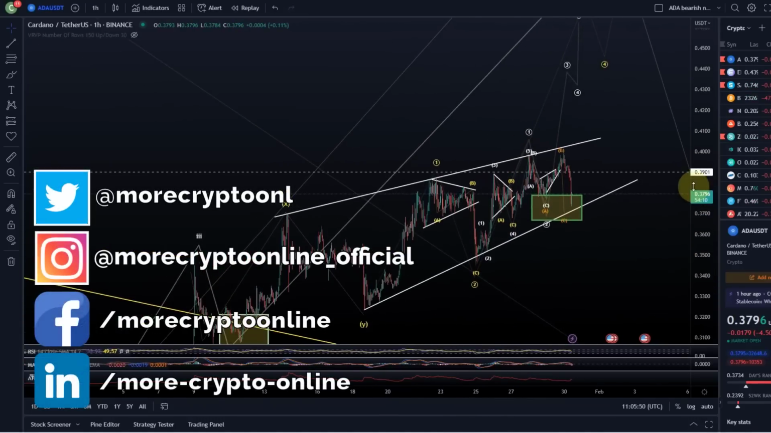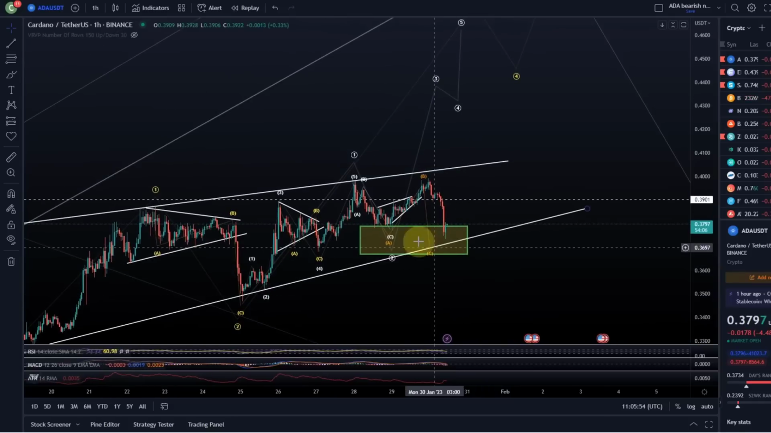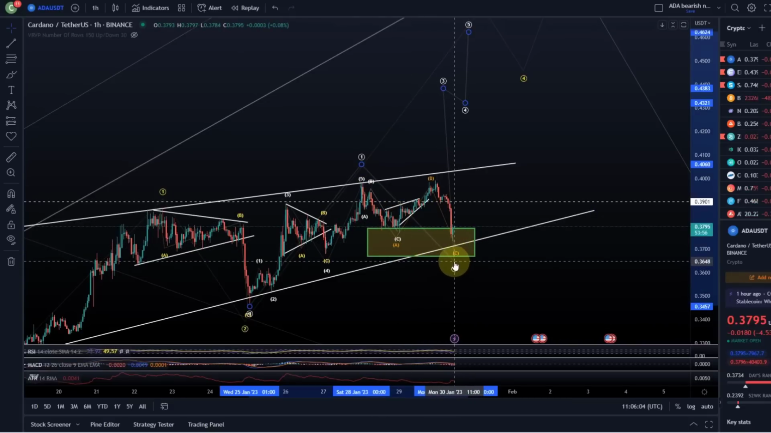ADA is gonna get interesting here. We see quite a deep pullback today. We're back in the support / target area, and at the moment this could easily be a C wave to the downside within wave 2 still.